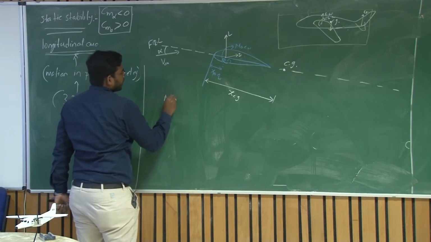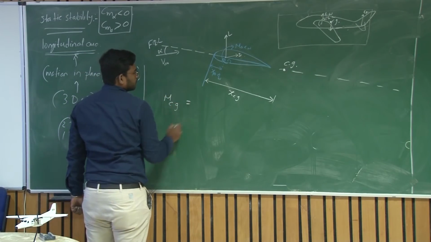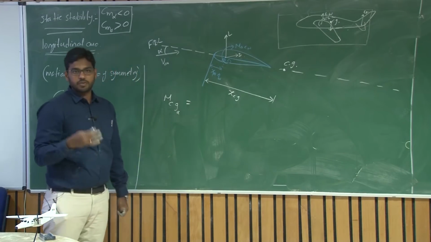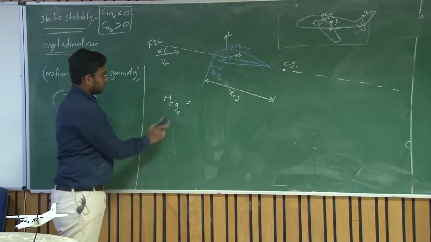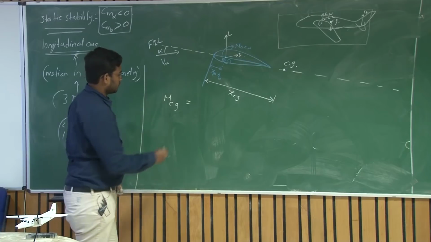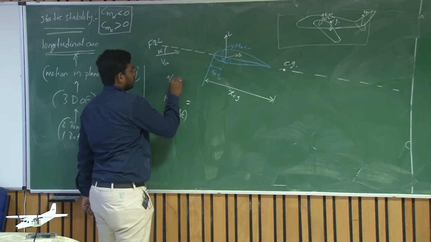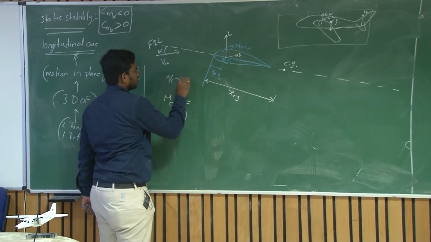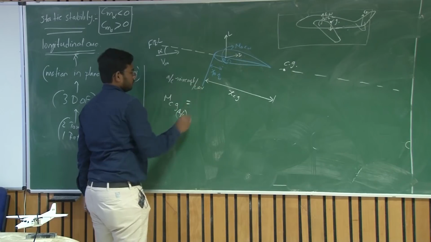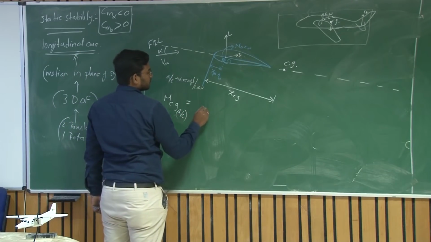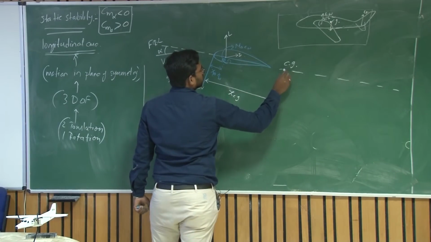Now if I write the moment about CG of the aircraft, when I say it's for the entire aircraft, I'm not exclusively writing this. Otherwise you can say the moment about CG of the aircraft, where the aircraft or UAV is represented. This equals the moment about CG, right?